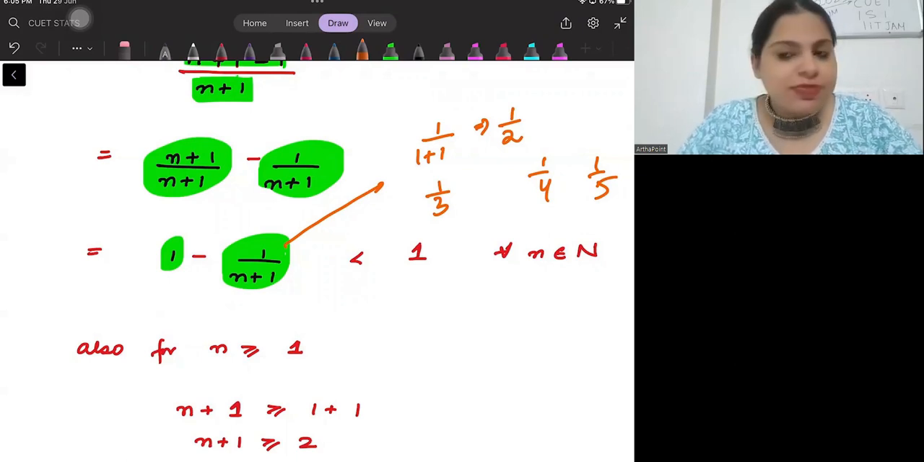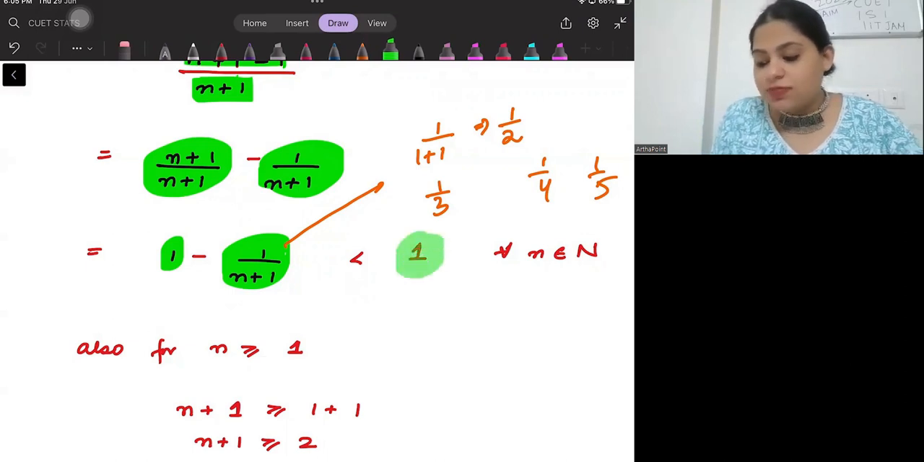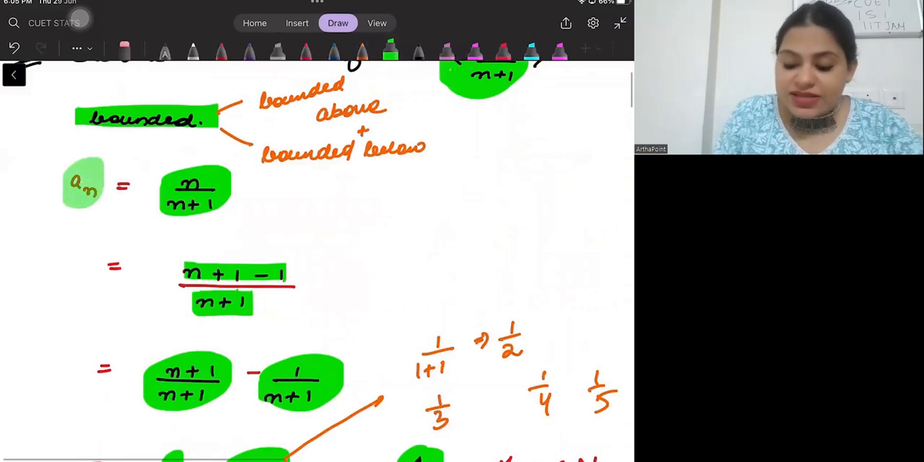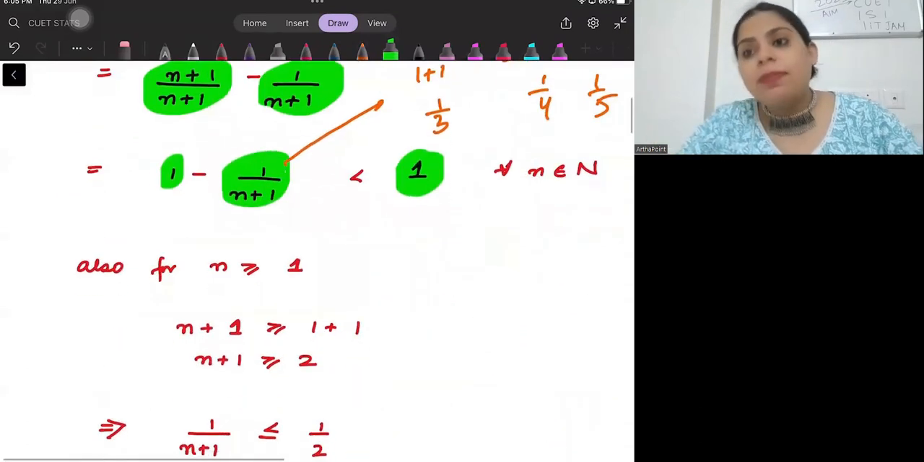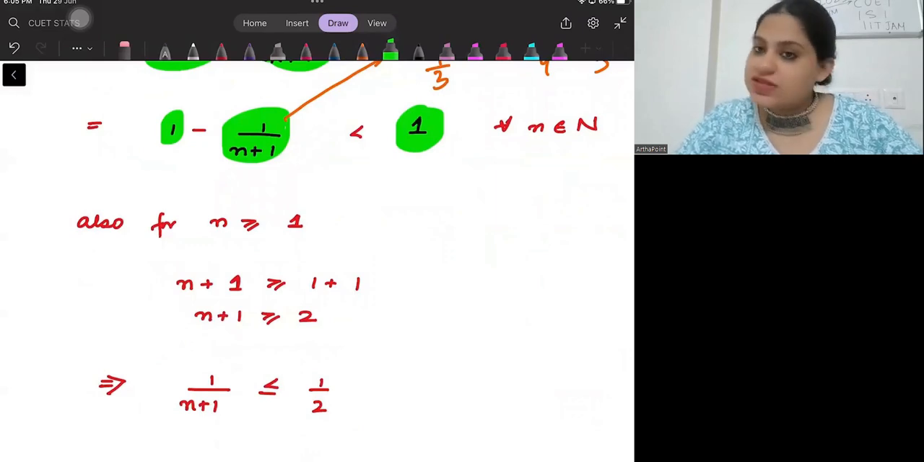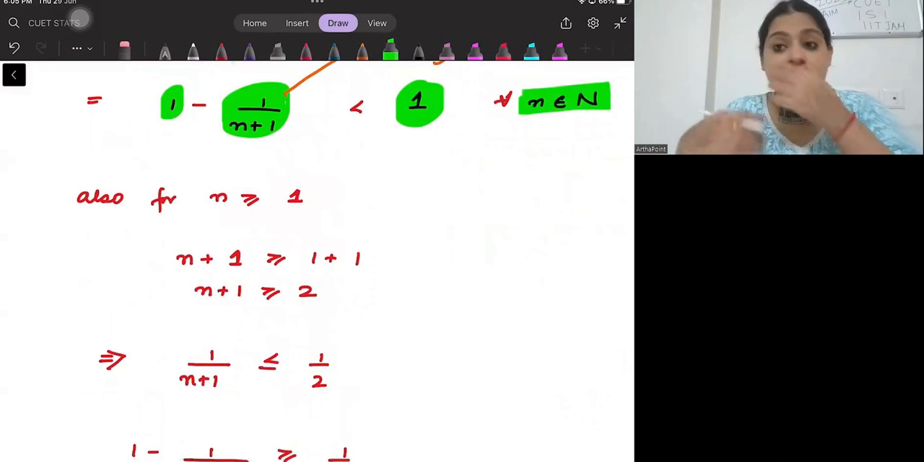You're subtracting something from 1. If you're subtracting something from 1, it must be less than 1. So we have found out that this sequence has an upper bound of 1. It cannot exceed 1. Right? Is this clear?